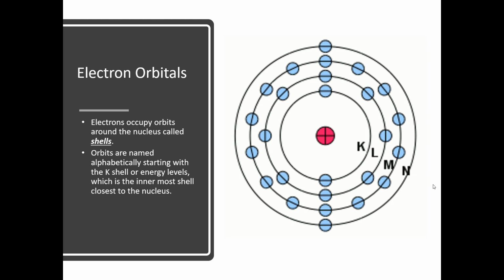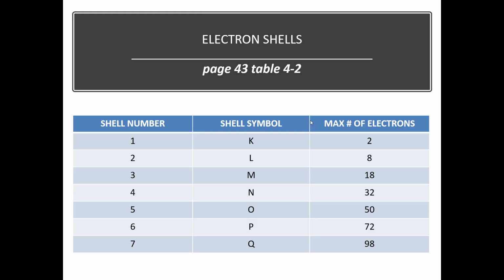So it's LMNOP. I do think there is an extremely large atom that has a Q shell all the way on the outside, but I'm not certain. So we call these shells, K shell being very important. So this illustrates them a little bit better. You can see as the number of shells increases, the amount of electrons they can hold increases.